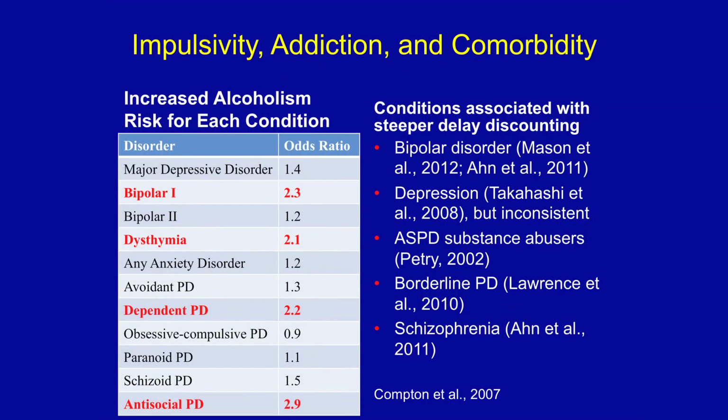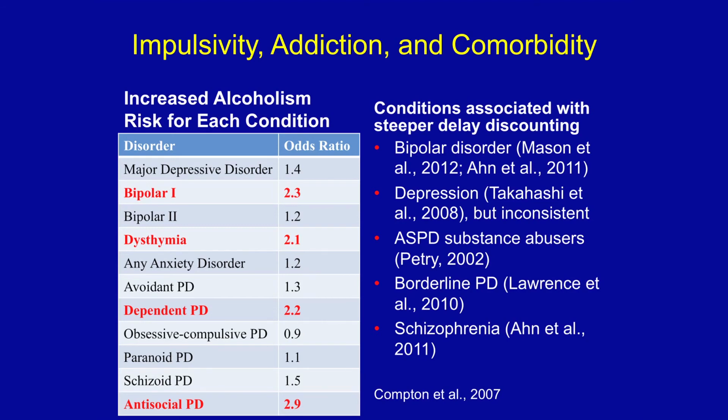If we look at these data, these are a number of different psychological conditions: bipolar disorder, which is sometimes called manic depression, dysthymia, which is chronic depression, and antisocial personality disorder, which is a phenomenon where people don't follow the rules and they can just sort of use other folks instead of having normal relationships.